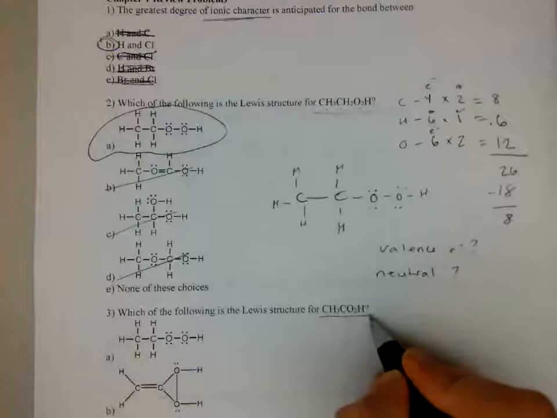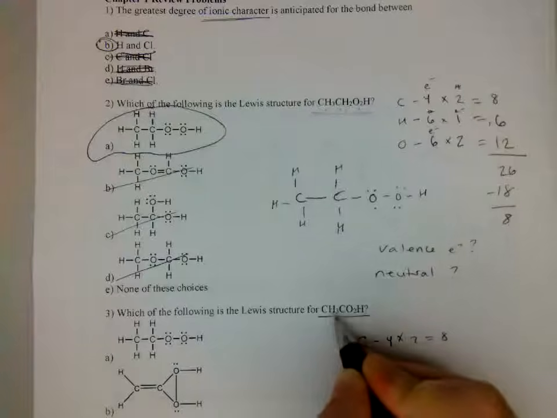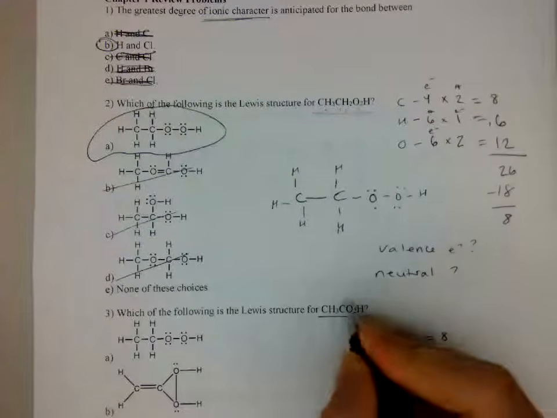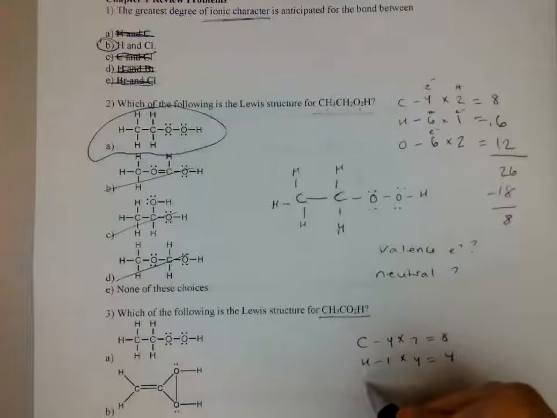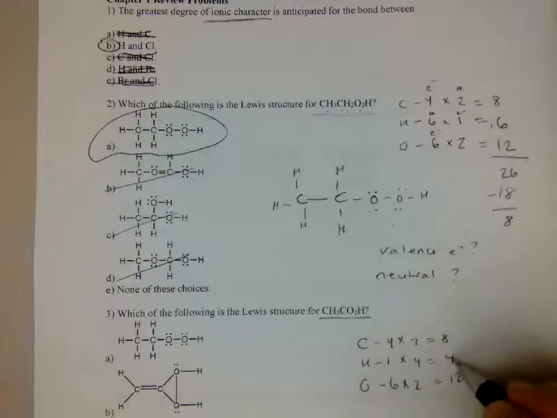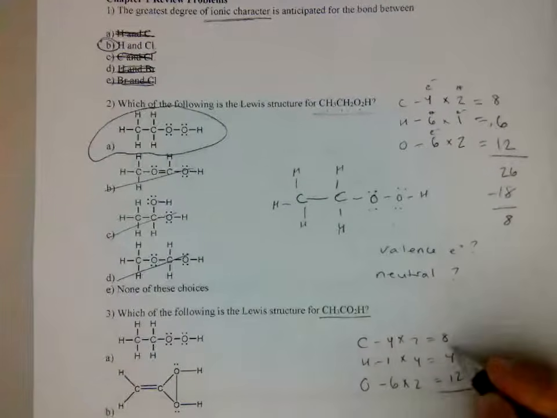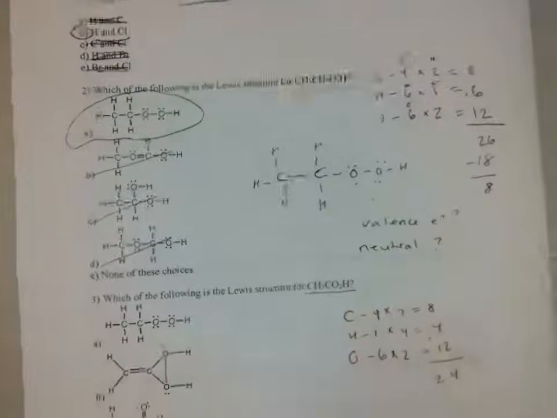Next question, again, a Lewis structure question. So carbon has 4 valence electrons, and there's 2 of them. So that's 8. Hydrogen has 1 valence electron, and there's 4 of them. So that's 4. And then oxygen has 6 valence electrons, and there's 2. So that's 12. So that should add up to 12 plus 4 is 16, plus 8 is 24. Okay. And again, now we need our backbone, right?